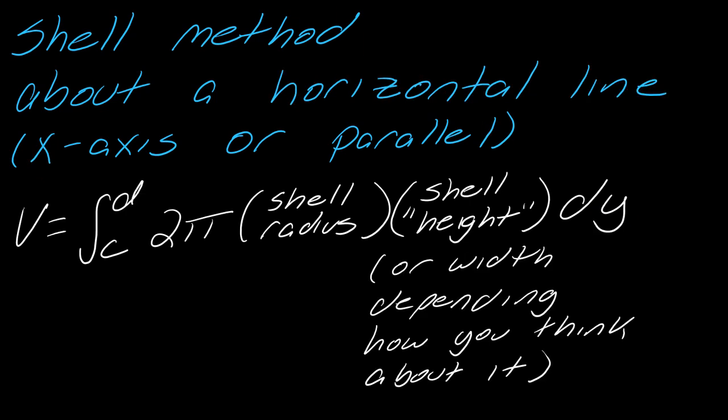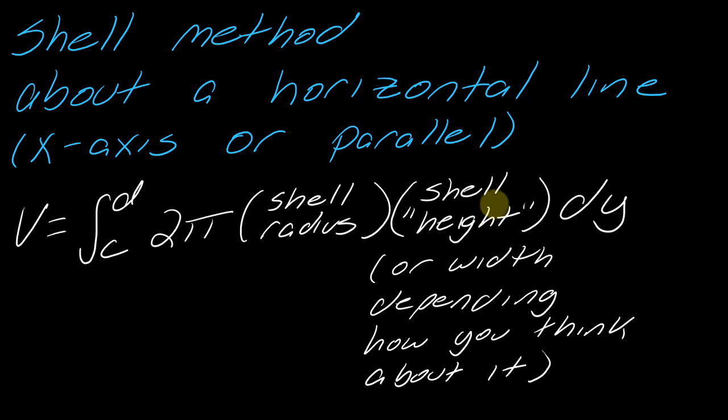Let's just compare that first to the x-axis, sorry. So if we are now doing this about a horizontal line, say the x-axis or something parallel to that, it's still the same idea. You've got 2 pi times your shell radius times your shell height. The only thing is, with height, it's really more like width. It depends on how you want to think about this.